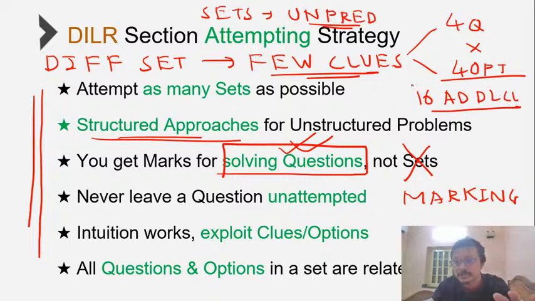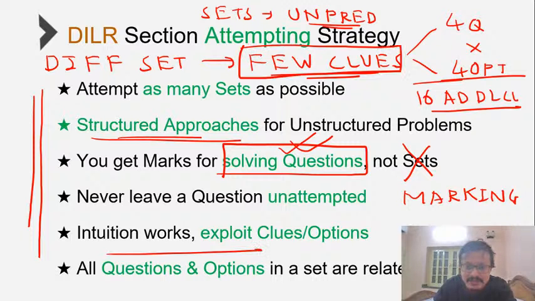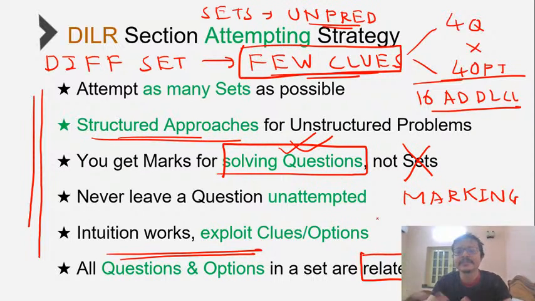So note, while the set might have few clues, in DILR the best thing is all question options are related to the same data set, which means the options in the first question will impact the answers of the second question in the same set. The options in the second question will impact the third question in the same set, and so on. Which means all you need to do is relate the question options and you'll be able to solve it. Remember, you're getting 16 additional clues.